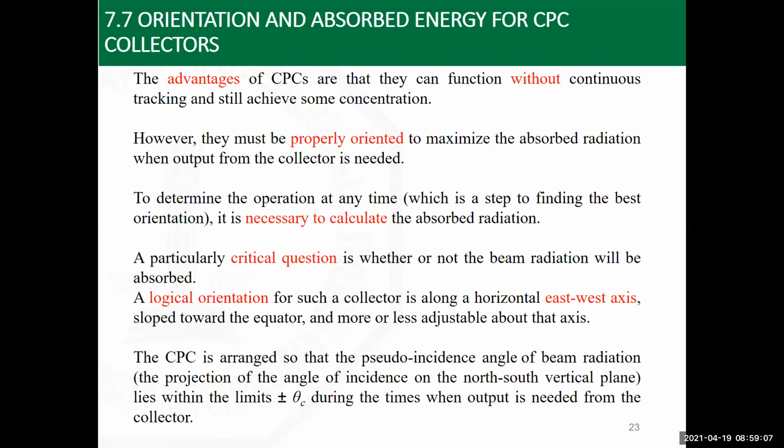The CPC would be arranged so that the angle of incidence of the beam radiation is within a certain limit of plus or minus theta c, the acceptance angle, so that you make use of the maximum amount of energy that you can get from this unit. And the angle of incidence is going to be in the north-south vertical plane. You will see that in the figures we are going to show in the next slide, so that you can imagine what it looks like.